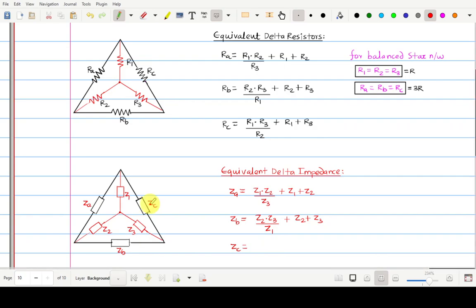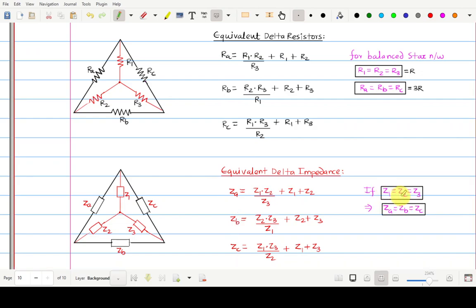Okay, now what is ZC? Z1 and Z3 are the nearest impedances. So Z1 into Z3 divided by what is remaining? Z2 is remaining, and add the first two terms. So Z1 into Z3. So here we will write Z1 plus Z3. So the process for calculating resistances and impedances is the same. So instead of R1, R2, R3, we will use Z1, Z2, Z3, and instead of RA, RB and RC, we will use ZA, ZB and ZC respectively.